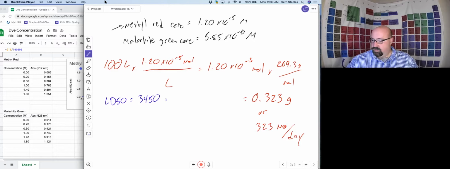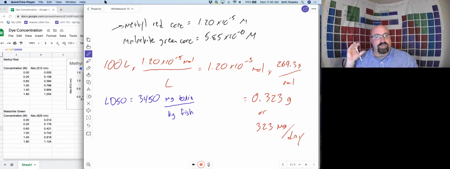3,450 milligrams per kilogram. Now, what that tells you is that, and so if we look at these units a little bit closer, that's milligrams, and I'll actually rewrite it here. That's milligrams of the toxin. So how many milligrams of toxin it would have to pull in? How many milligrams of the methyl red per kilogram? In this case, it was for a mouse, but we're working with a fish.